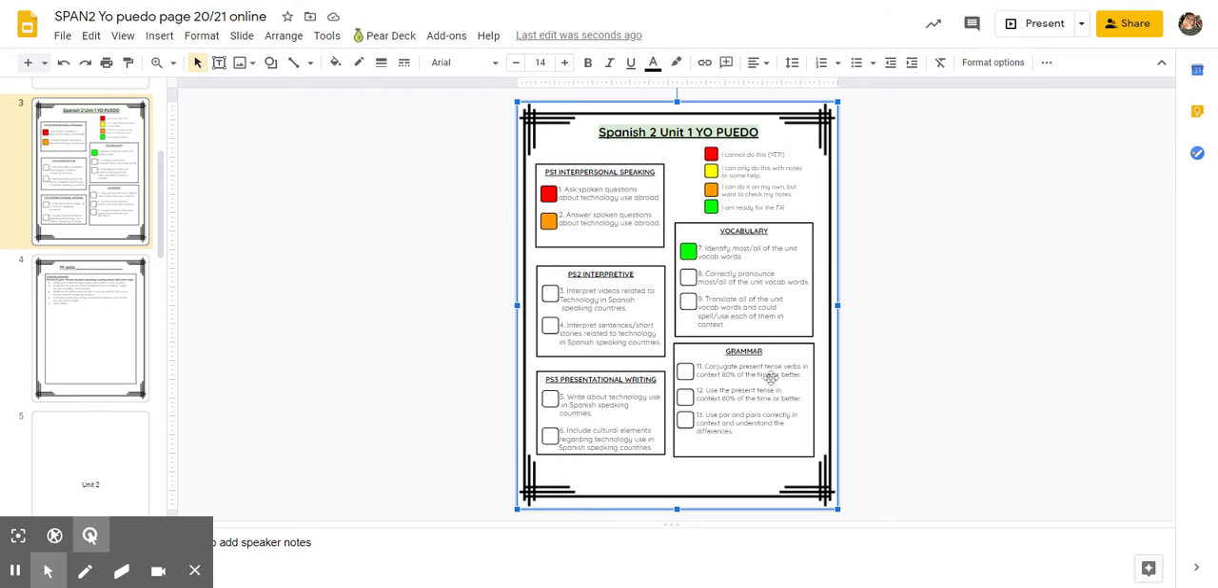Grammar, so grammar is just with the present tense. As we learn to conjugate and all of that, you will either mark that yes, you have it, or no, you need more practice. And then when I go through, I can see, okay, this person can't do this and it's all red here. Let's work on this particular thing. But this is your responsibility, so make sure you're filling it out.